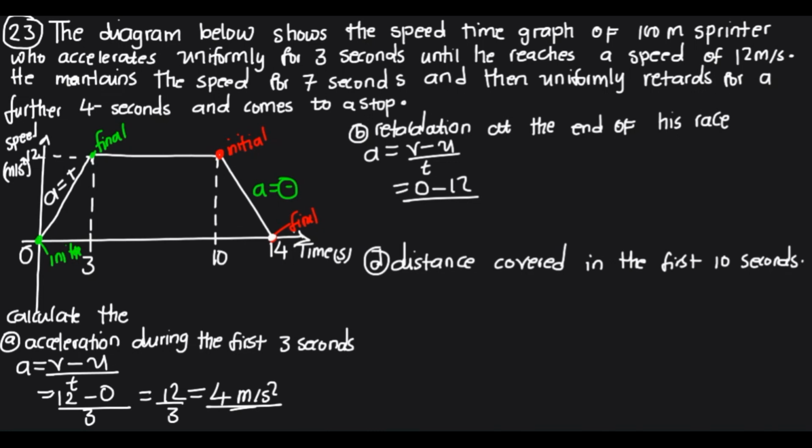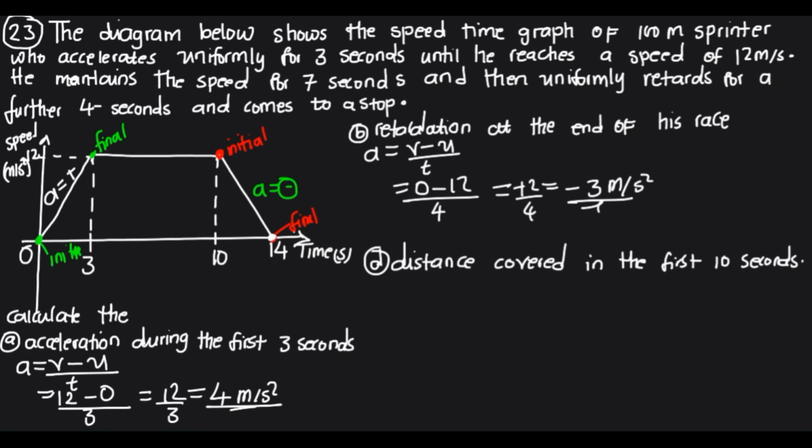So we can now find the difference between 14 and 10. This will give us 4. So 0 minus 12 is negative 12 over 4. 4 into negative 12 gives negative 3 meters per second squared. The negative means that the speed is decreasing. Now let's look at question D.